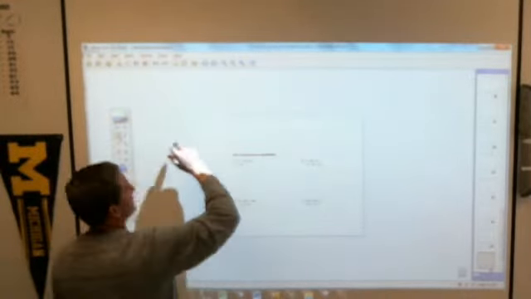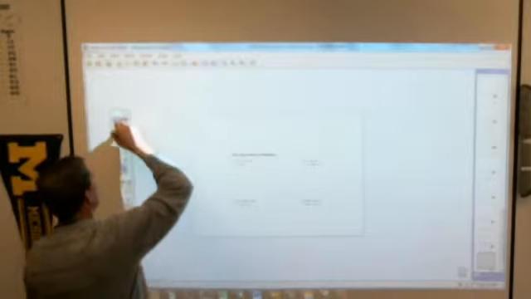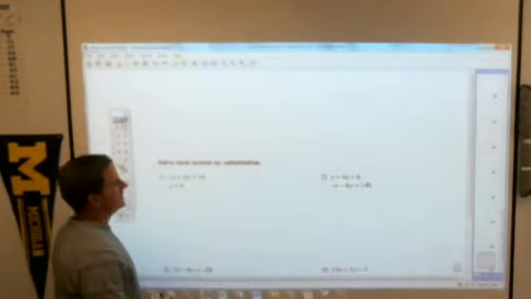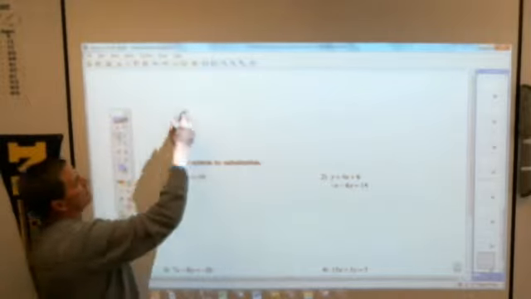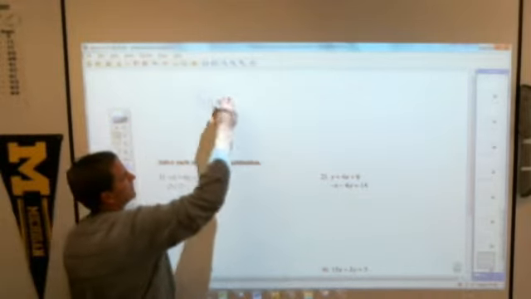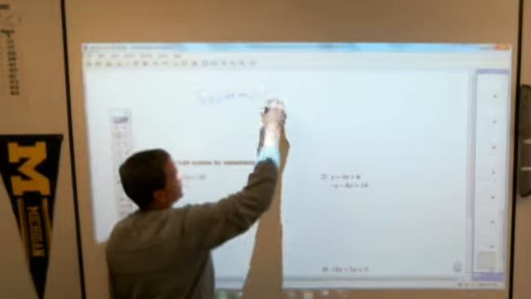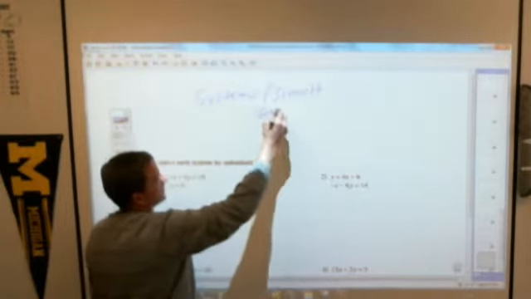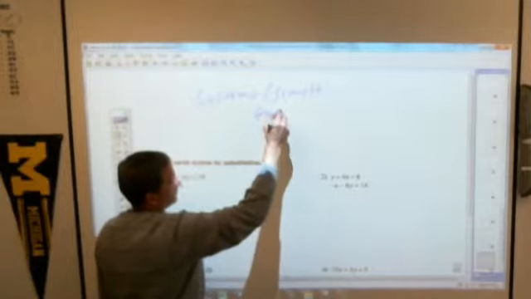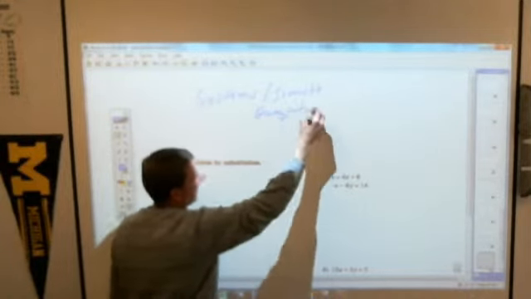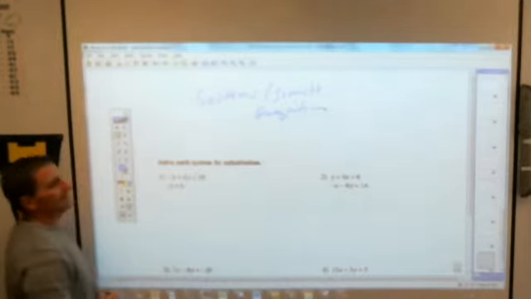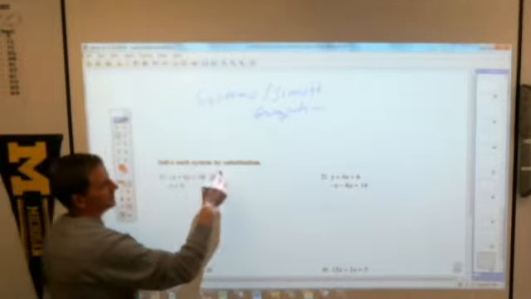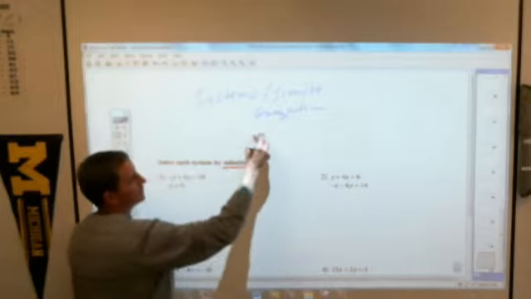This, ladies and gentlemen, is still systems of equations, or simultaneous equations, or whatever you want to call them. We just solved them by graphing. Today we go with option method number 2, which is solving by substitution.